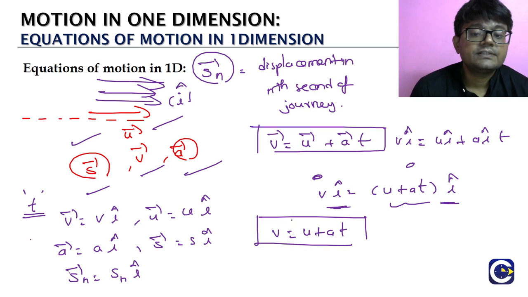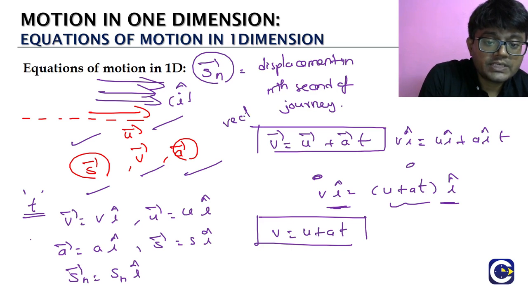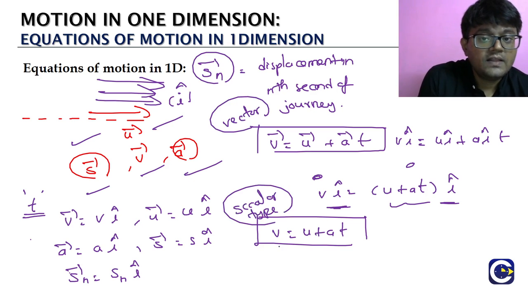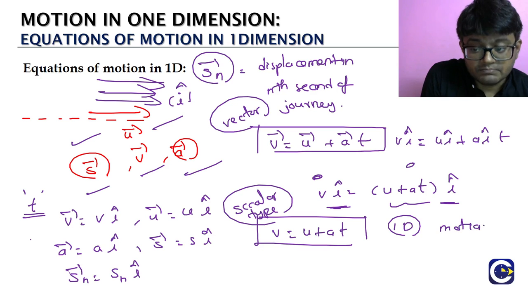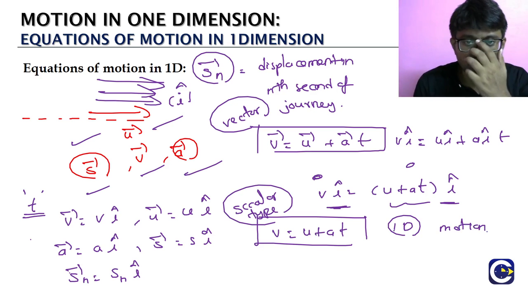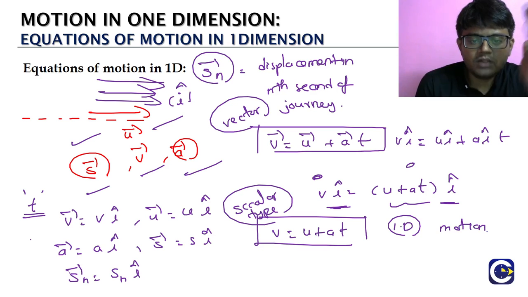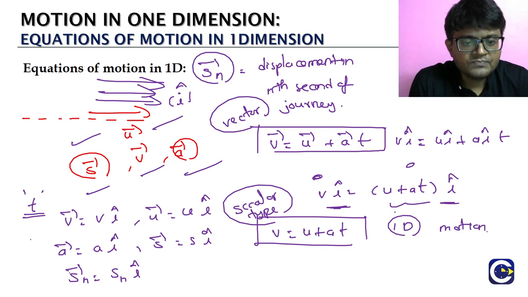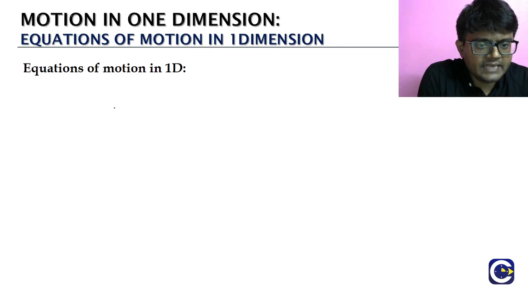So what we see is the vector form of the equation is getting converted into a simple scalar type, because here V is the final velocity magnitude, U is the initial velocity magnitude, A is the acceleration magnitude. So the equation is becoming a scalar equation. This is for the 1D motion. But one thing we need to keep in mind, the assumption we have made is that all these are in the same direction. Correct? Now we'll take a look at the other equations also.